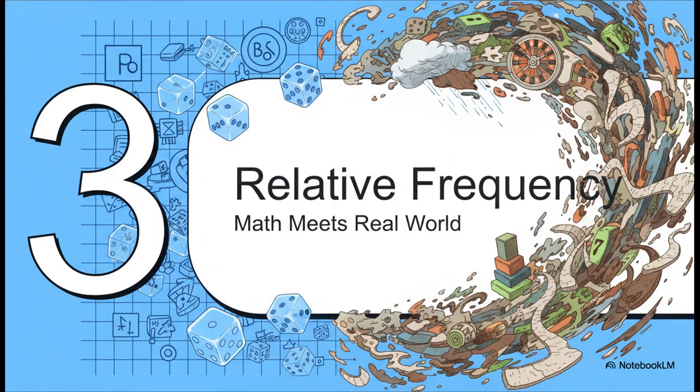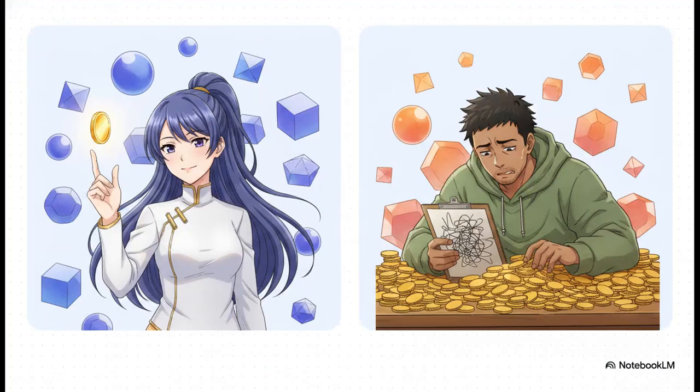Okay, last stop, Section 3, Relative and Expected Frequency. Math meets the real world. So what exactly happens when neat, perfect theoretical math collides with the unpredictable, messy real world? Well, we have to cleanly juxtapose two different ideas here. Theoretical probability is what absolutely should happen, like flipping a perfectly fair coin and expecting heads exactly half the time. But relative frequency, that's what actually happens when you run a real experiment.